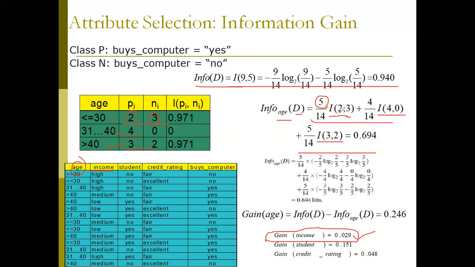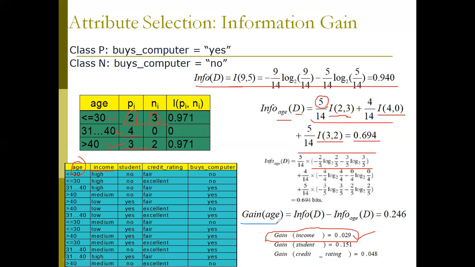Let us calculate I of 2 comma 3. I have represented it like this. I of 2 comma 3 means total 2 plus 3 is 5, right? So I have represented it with 5: 2 by 5 minus 2 by 5 log base 2 of 2 by 5, minus 3 by 5 log base 2 of 3 by 5. These are the formulas, the same formulas of entropies for individual objects, right? If you calculate this, you may get the result of 0.694.